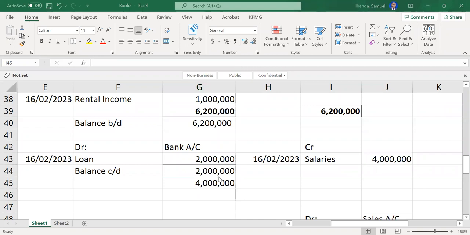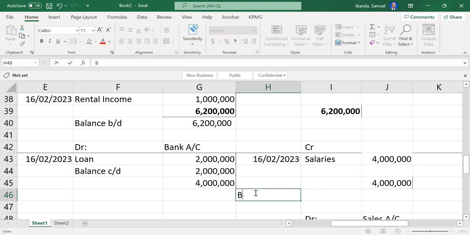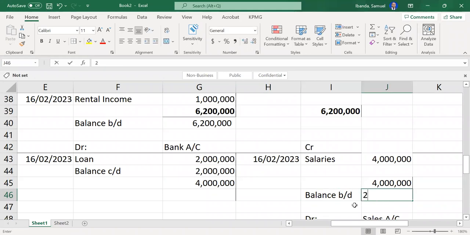Okay. So we have 4 million right here, and we also have 4 million right there. And we will have what is called our balance brought down, which will be 2 million in this case. So my balance brought down will be 2 million for my bank.